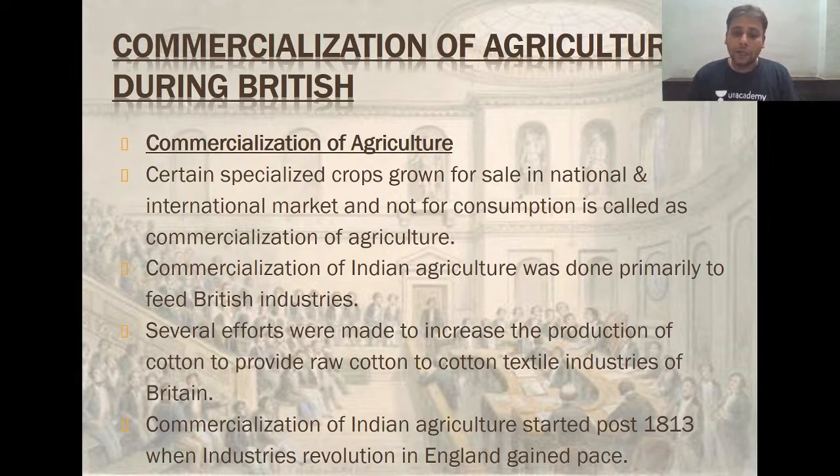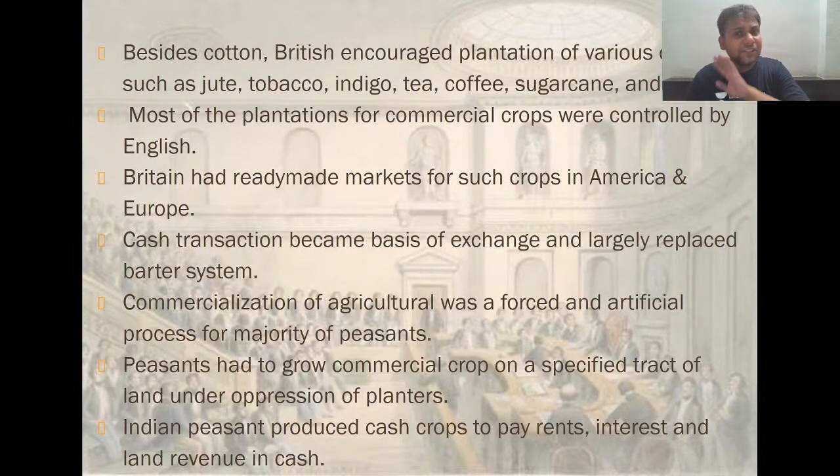Getting the points clear? So they started cultivating all sorts of commercial crops: jute, tobacco, indigo, tea, coffee, sugarcane, opium, poppy, and so on. Okay, and these crops were in very high demand in the national and the international market. So, to be very frank, we cannot say that this process of commercialization was a completely devastating process, because in fact our farmers also learned something new from this process.